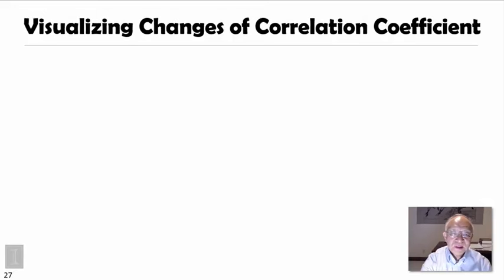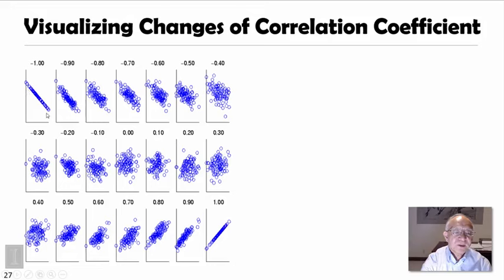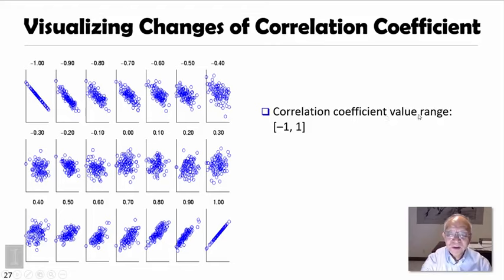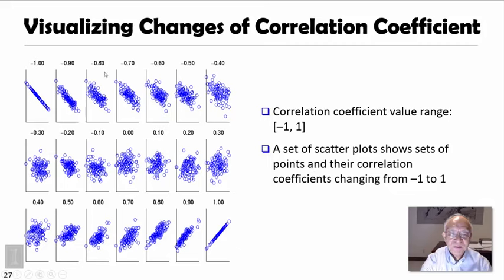Then we can look at a set of variables. For example, for two variables, when they are perfectly negatively correlated, they line up like this, and their correlation coefficient is minus one. Then if they gradually become less perfectly negatively correlated, you will see their trend. When this value is zero, you cannot see any positive or negative correlation. But when you gradually increase the correlation coefficient, you will see their values become more and more correlated. When they are perfectly correlated, the correlation coefficient is one. That simply says the correlation coefficient value ranges from minus one to one. If we draw this in a scatter plot, we will see sets of points whose correlation coefficient changes from minus one to plus one in this shape.